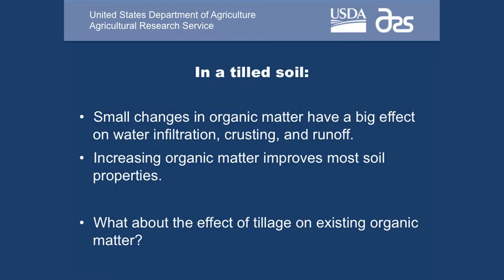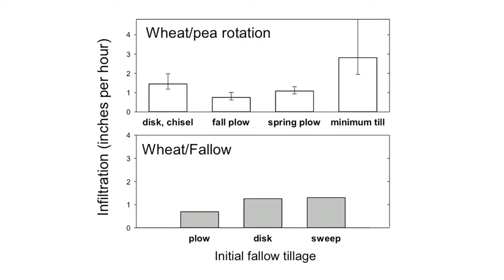So what about the effect of tillage? Let's say we don't have access to lots of manure or organic amendments. I mean, let's face it, we're farming to grow organic things to sell, not to put back on our soil. So we don't always have these things available. So what happens if we just change the amount of tillage we do?